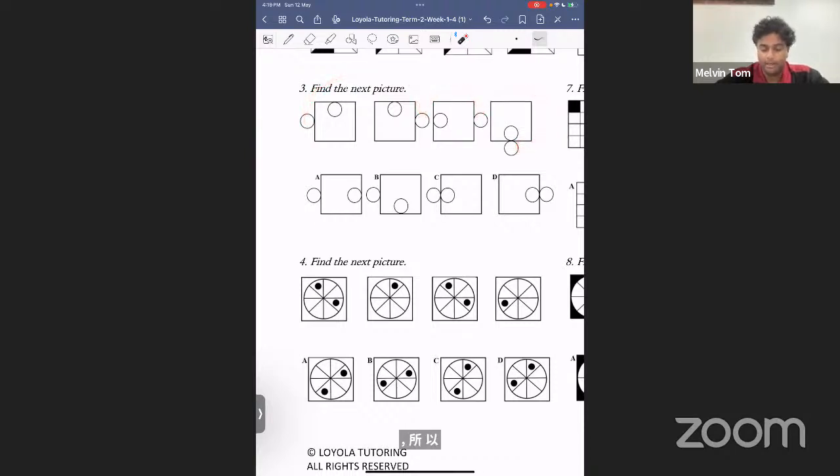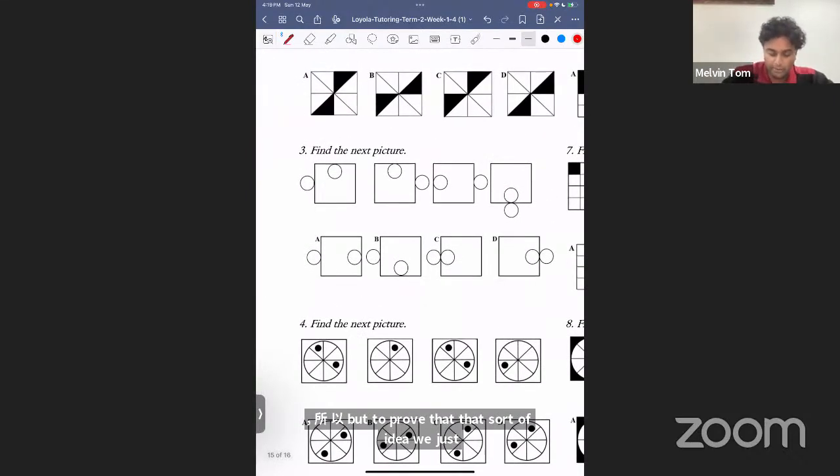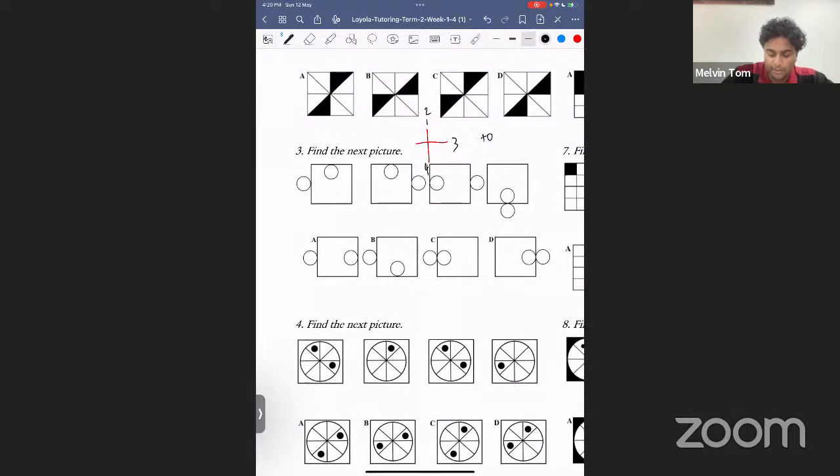But to prove that idea, we just have to try it and see if it makes sense. So I'm just going to quickly draw the map of this question here. Here we have 1, 2, 3, 4. And we have 1, so the inside circle is there. 1, 2, 3, 4. Now, from 1 to 2, it's a movement of +0. 2 to 3 is +1. 3 to 4 is +1.